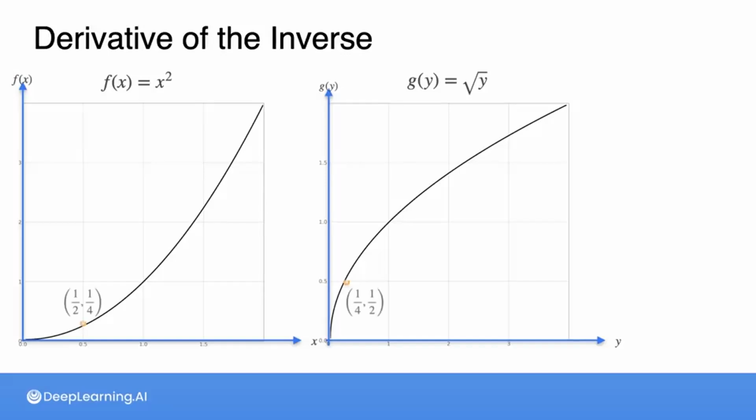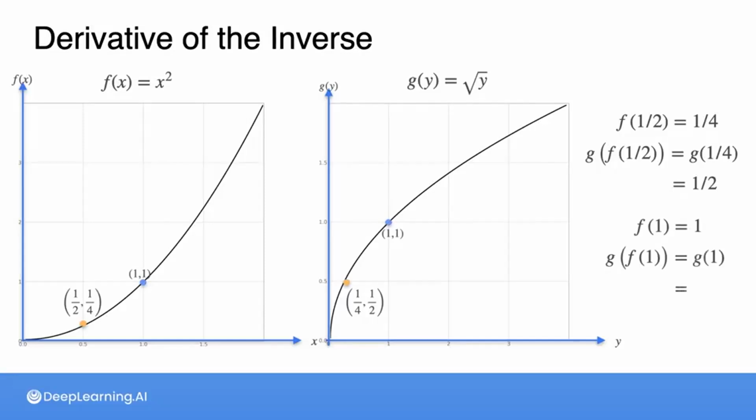So for example, on the left, we have the point (1/2, 1/4). On the right, we have the point (1/4, 1/2). This is because a quarter is the square of a half, and a half is the square root of a quarter. So f(1/2) is equal to 1/4, and g(1/4) is equal to 1/2. The point (1, 1) also appears on both, because f(1) is 1, as 1 squared is 1, and g(1) is 1, because the square root of 1 is 1.